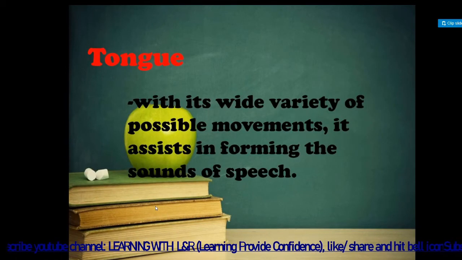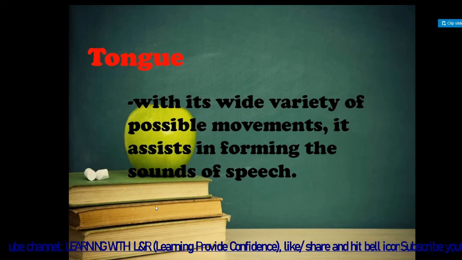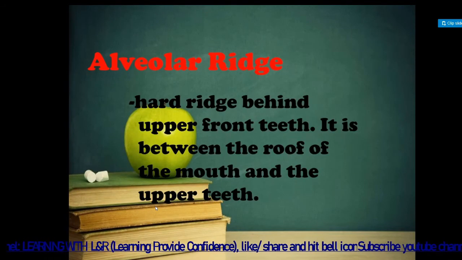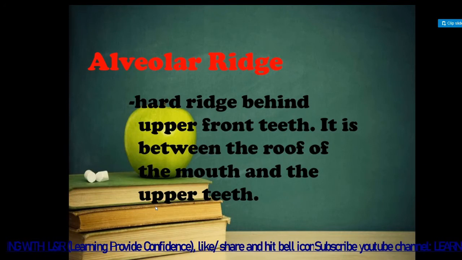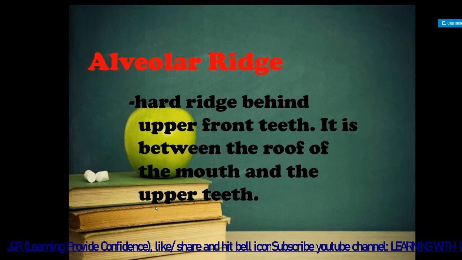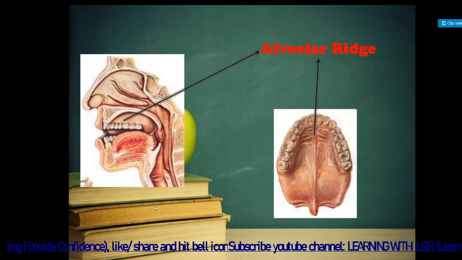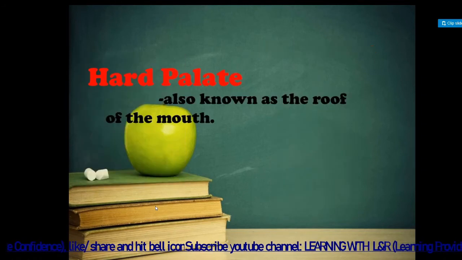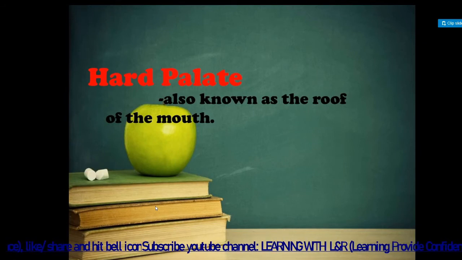Then the next one is tongue. With its wide variety of possible movements, it assists in forming the sounds of speech, right? Then alveolar ridge, it's a hard ridge behind the upper front teeth. You recently learned in your anatomy classes, it is between the roof of the mouth and the upper teeth. This is your alveolar ridge. It's also helpful to produce the different sounds of the word.